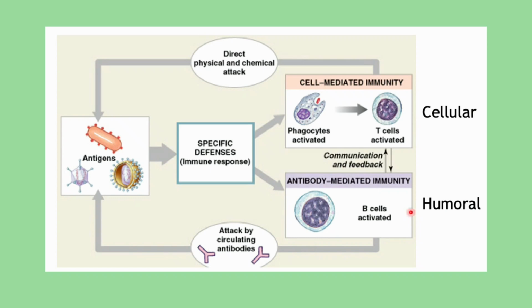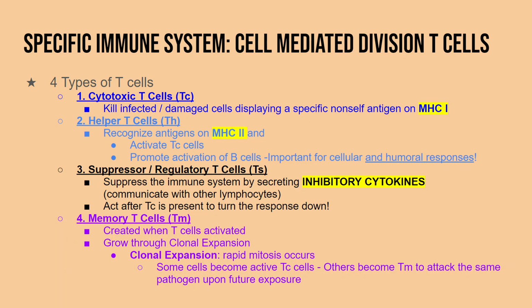And then I took this from the lecture. It breaks down again that we're talking about specific immunity, T cells in the cellular response, and B cells in the humoral response. This is also from last week. There are 4 types of T cells, just to remind you: cytotoxic T cells, helper T cells, suppressor T cells, and memory T cells.